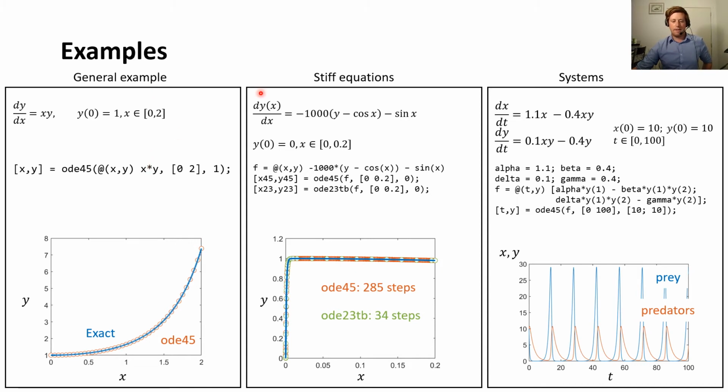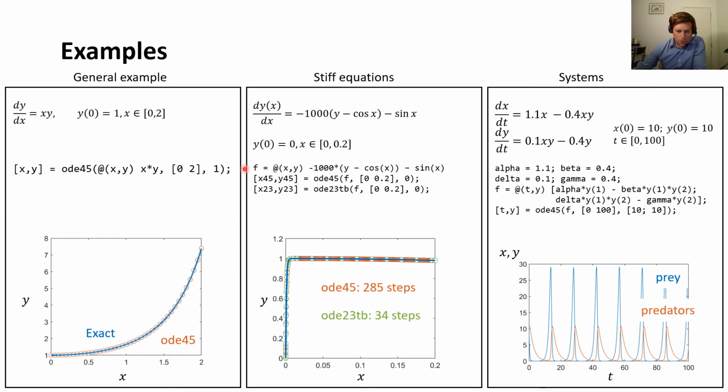Let's take a look at the stiff equation. This stiff equation that we saw in the previous video, where we have a very fast component in the solution corresponding to this minus 1000 times y, but we also had a very slowly evolving component of the solution corresponding to the cosine part of the solution. Initial condition y at x is 0, and here we only integrate from 0 to 0.2.